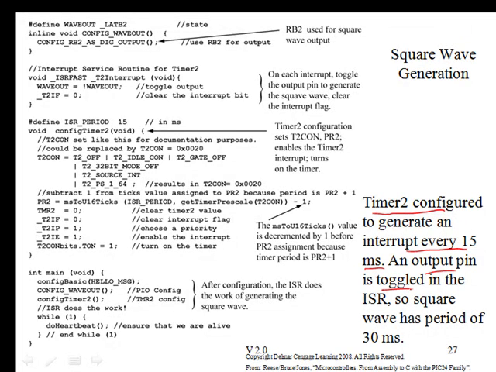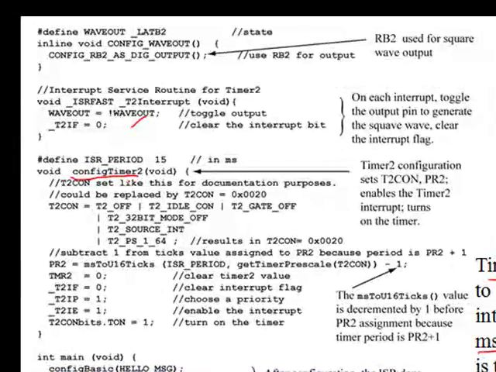That means the output pin will be toggled in the ISR every 15 milliseconds, which means the period itself will be 30 milliseconds. So let's write some code. We're going to call it config timer 2, and this is going to configure the timer for that operation.